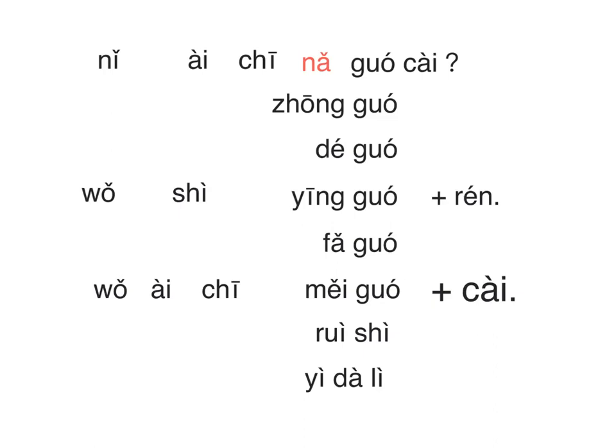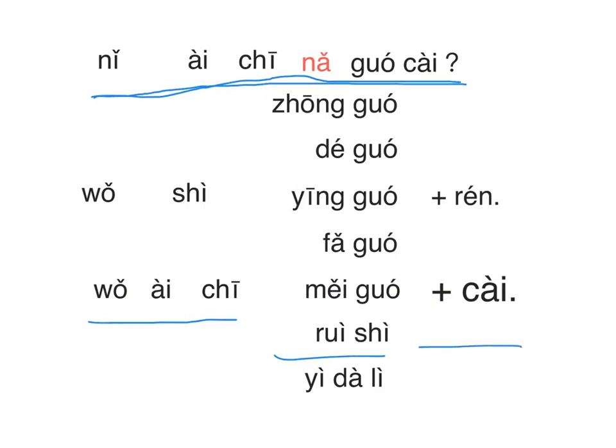And then here, if people ask you, 你爱吃哪国菜? You love to eat which country cuisine? 你爱吃哪国菜? Then you can answer, 我爱吃瑞士菜、中国菜、德国菜、英国菜、法国菜、美国菜、意大利菜. So for all the countries you know, you can put a 菜, then it's that country's cuisine.